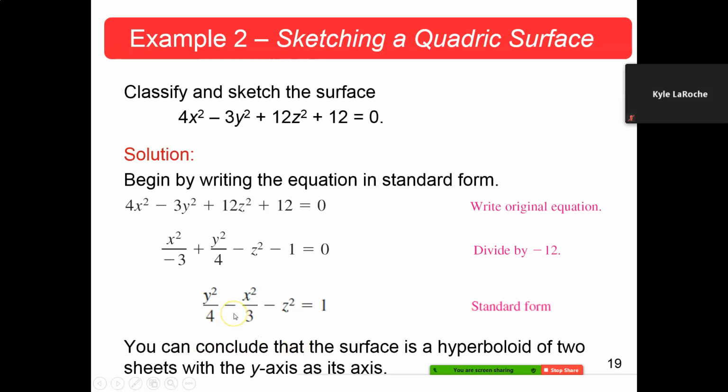Comparing to the other, I gave you my little rule. The odd sign out, that's your axis, so that would be the y-axis, and the fact that you have two minus signs, that makes it a hyperboloid of two sheets. Okay, because if you ignore the z here, that's a hyperbola. If you ignore the x here, that's a hyperbola. And if you had ignored the y here, that would be an ellipse. So that's your shapes in all three traces.